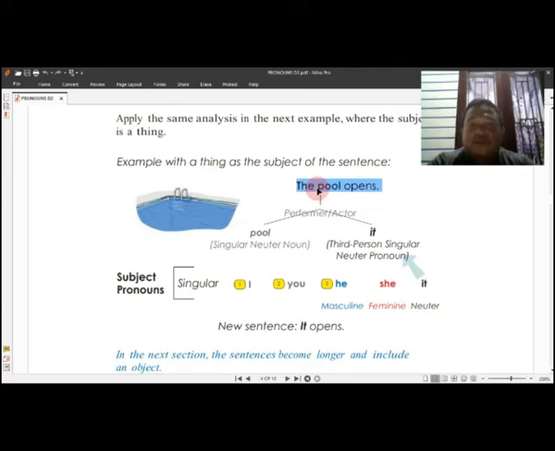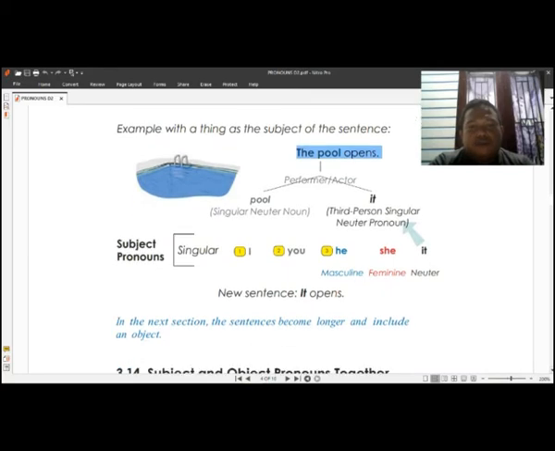Okay, so the pool, we don't know what gender it is. It is not feminine or masculine, so it must be neuter. So we can use the subject pronoun it, and the new sentence becomes: it opens. Okay, so that's the other example.